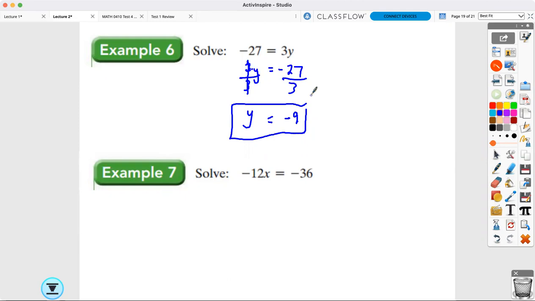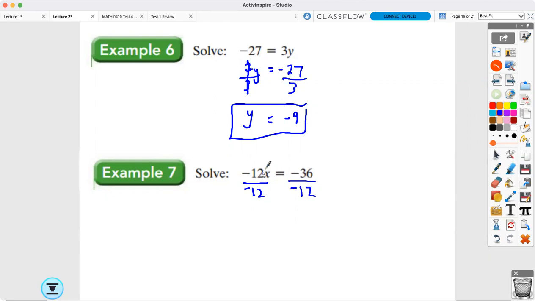Look at example 7. I'm going to read it, okay? Negative 12x equals negative 36. Can someone tell me what we are going to do to move the 12? How do we get x by itself, class? Divide by negative 12. What we do to one side, we're gonna do to the other.